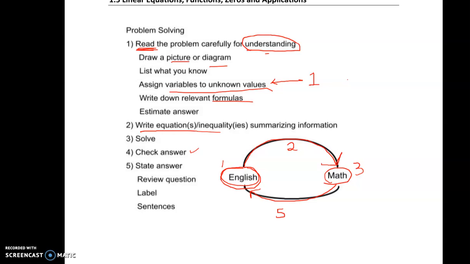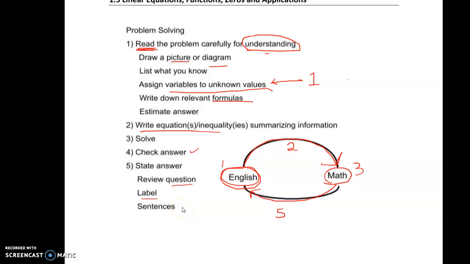Or is it two bricks? What is it that it's two of? And so you're going back to the English, read the problem again, make sure you've answered the question, and make sure that you have labeled it. And I don't worry too much about writing your answer in sentences.